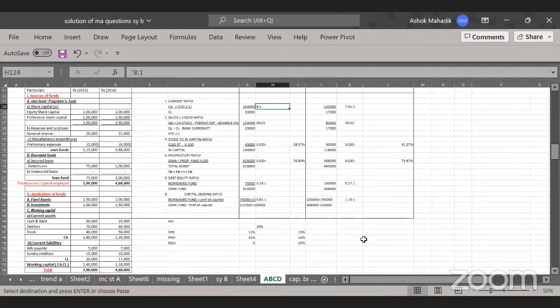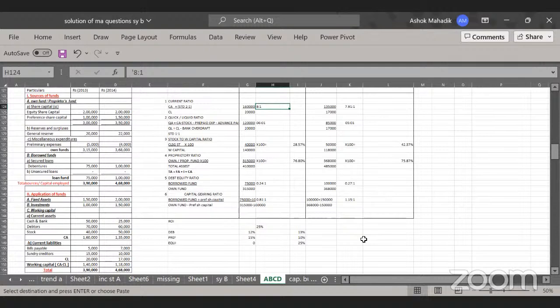Next is proprietary ratio. Proprietary ratio indicates how much of total assets are financed by owners. So formula is own fund upon total assets. Own fund means shareholders fund, 3,15,000 upon total assets. When we say total assets, it includes fixed assets plus investments plus current assets. Into 100. That is 76.80%. It means 76% or rather 77% is financed by the owners and the remaining is borrowed fund.